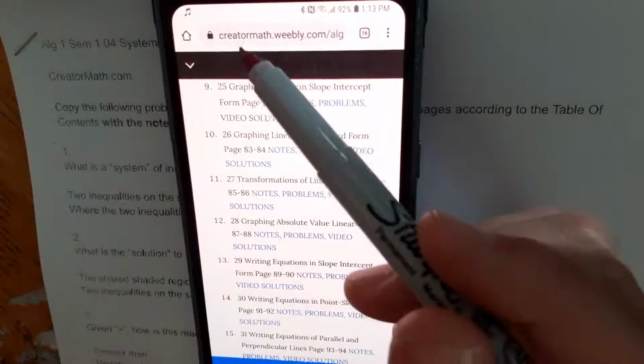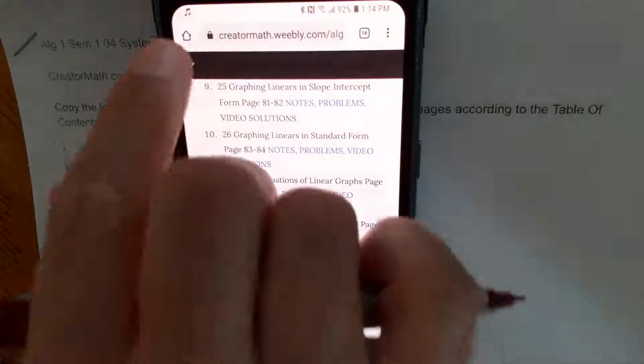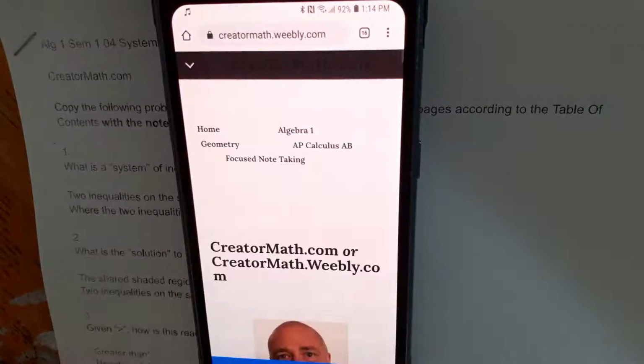Here's the actual website name. It's creatormath.weebly.com. Type that into Google, no spaces, and hopefully, if things work out right, you can find this homepage. Looks like this.